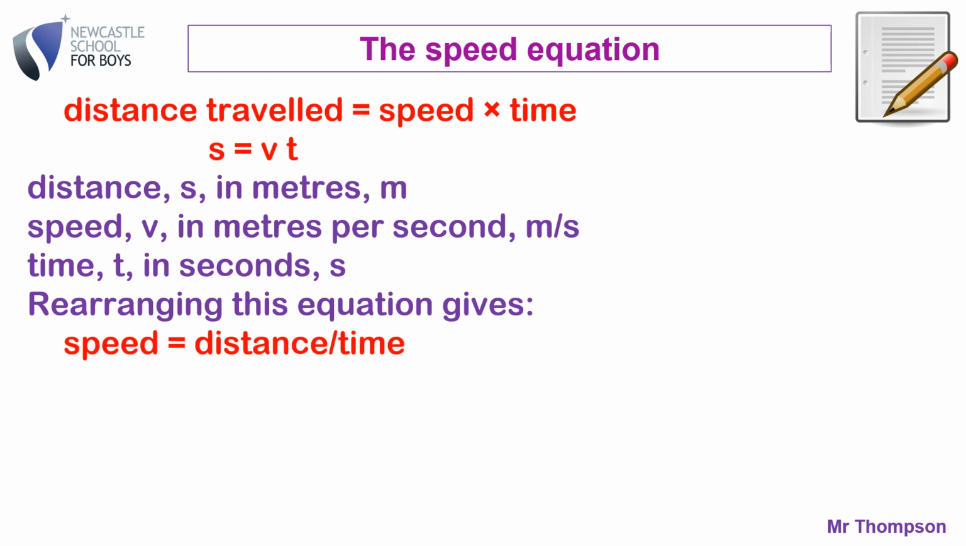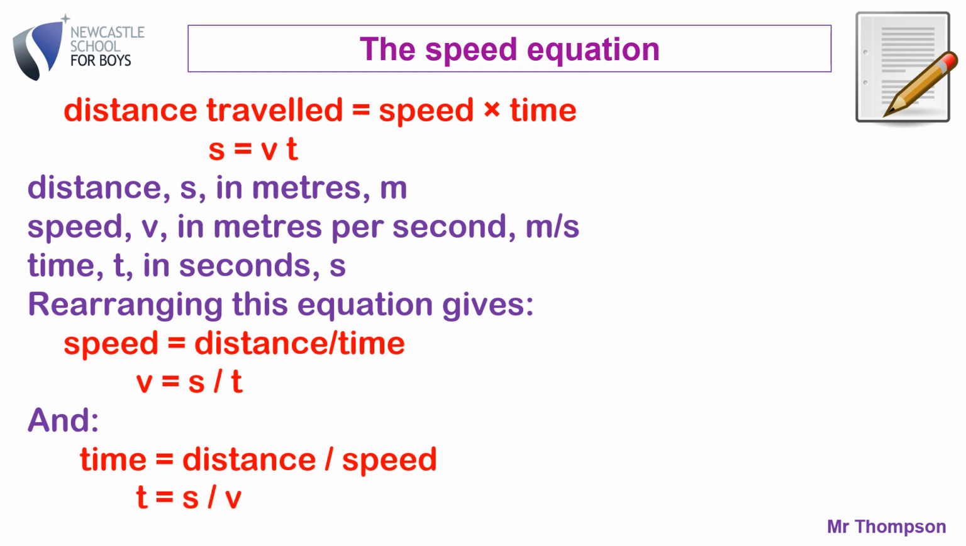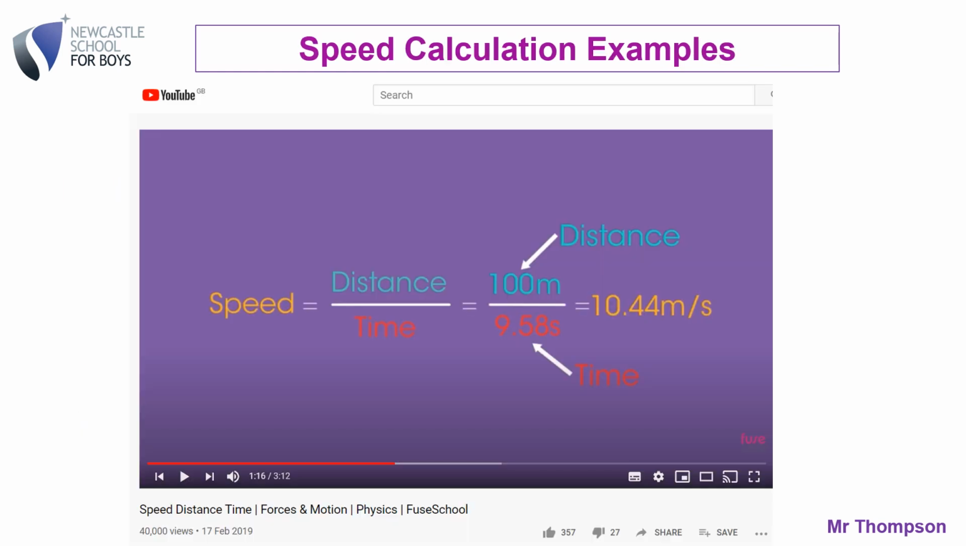Rearranging it, if you want to put it in a triangle, would give you speed as distance over time, and also time is distance divided by speed.